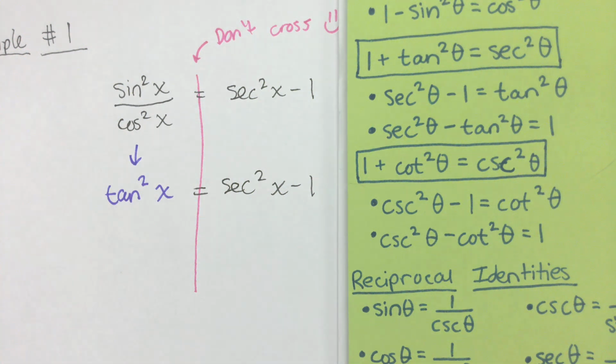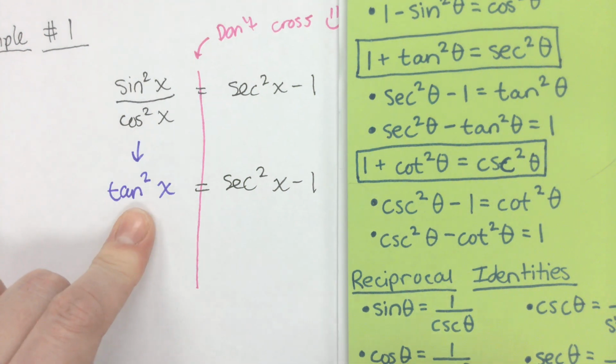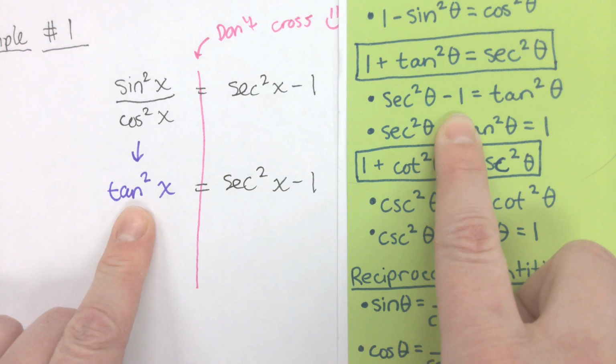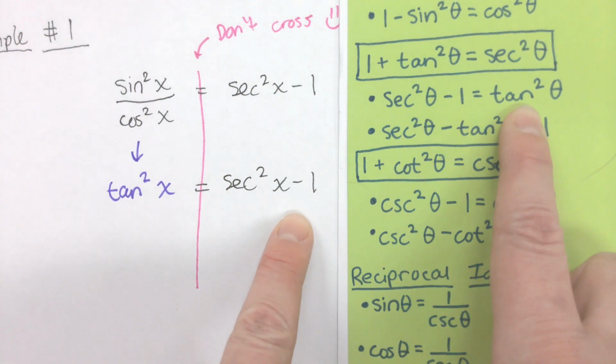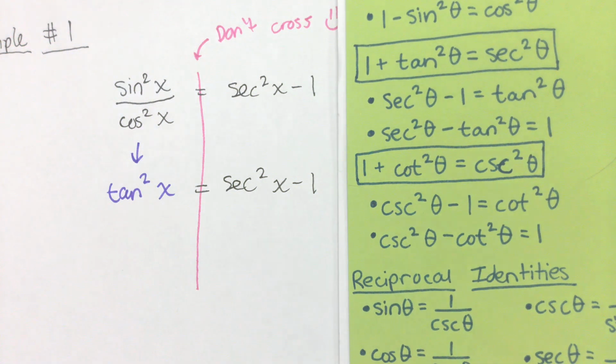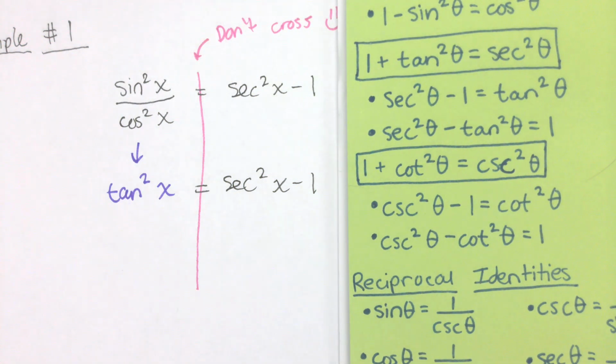So you can do one of two things. You can replace the tangent squared with the secant squared x minus 1 so that it's equal that way. Or you can replace the secant squared x with the tangent squared x. They're both going to be correct. Their answers are going to look like two different results, but they'll still be true.